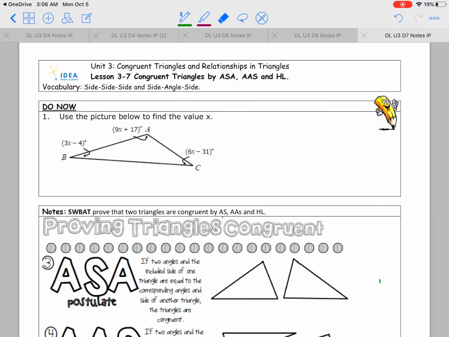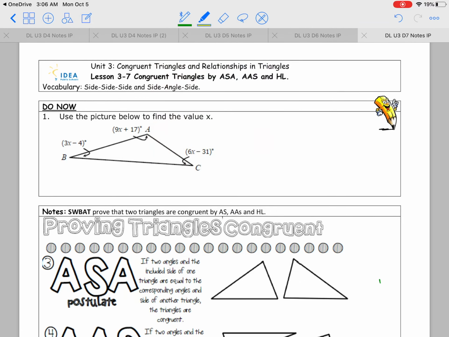Hello students, in this video we will be reviewing the lesson 3-7 congruent triangles by angle side angle, angle angle side, and hypotenuse leg theorem. Let's go ahead and begin with the do now problem. It says, use the picture below to find the value of x.